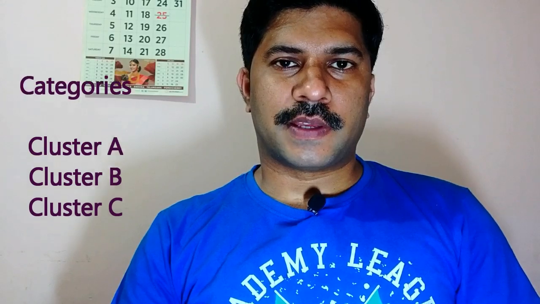With those common symptoms, personality disorders are classified into three clusters: cluster A, cluster B, and cluster C. In cluster A, the personality disorders include paranoid personality disorder, schizoid personality disorder, and schizotypal personality disorder. The common feature in cluster A is odd or eccentric behavior.